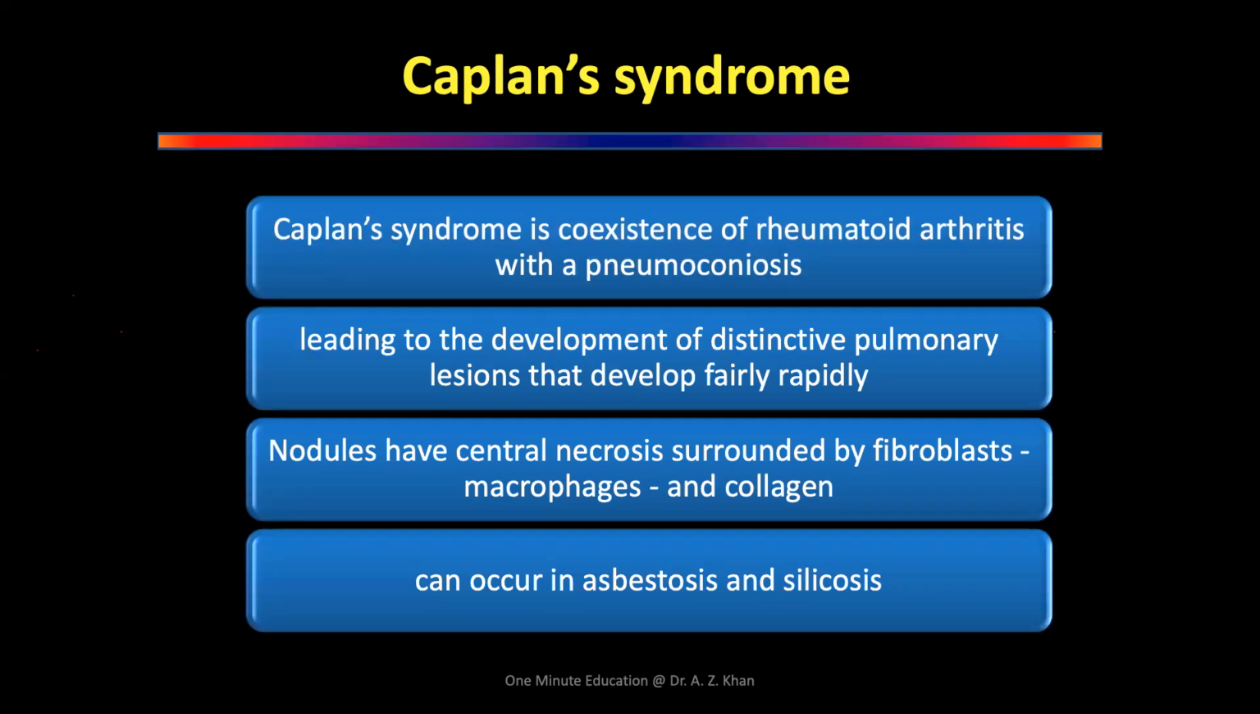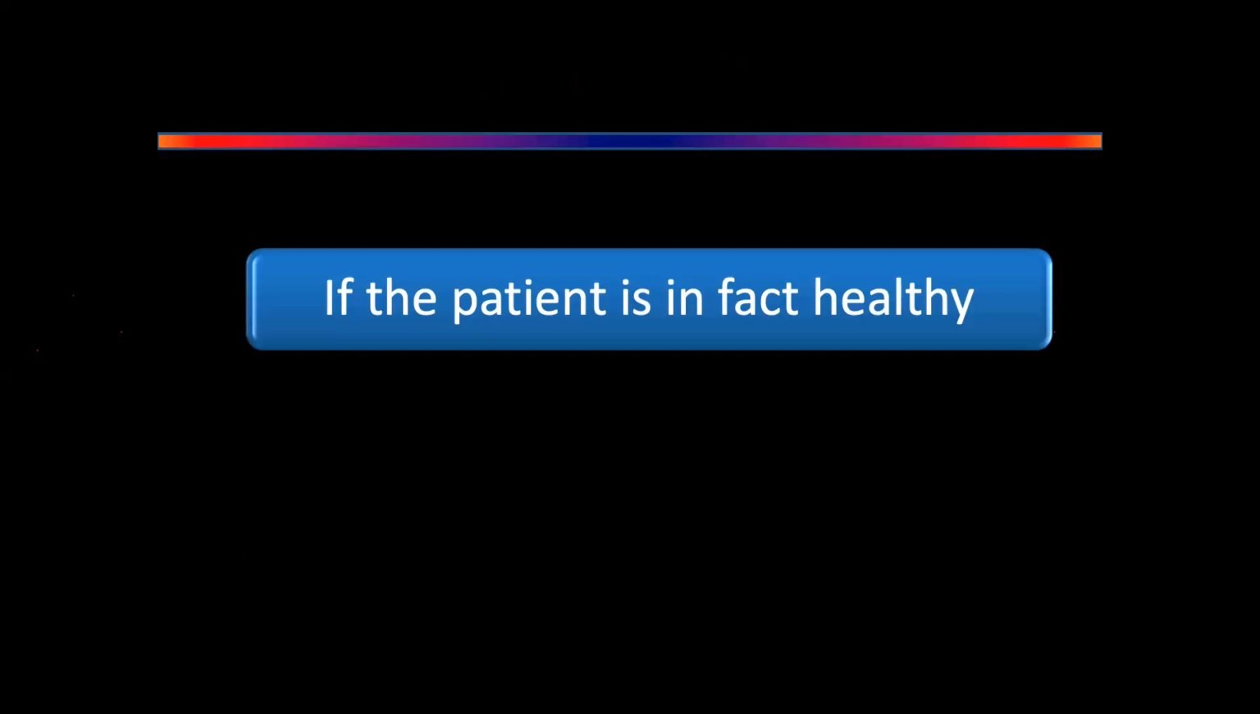And very often, when you are dealing with a patient with mesothelioma, you may get an associated Kaplan syndrome seen in the other lung. So asbestosis and silicosis exposure causes what is called Kaplan syndrome. Okay, all right. What am I talking about?